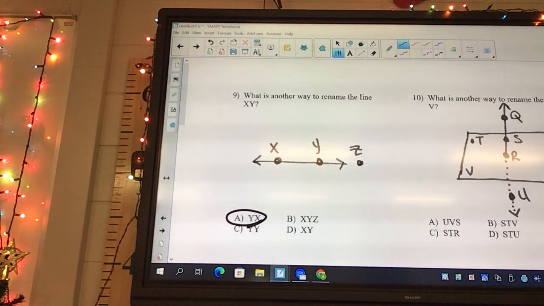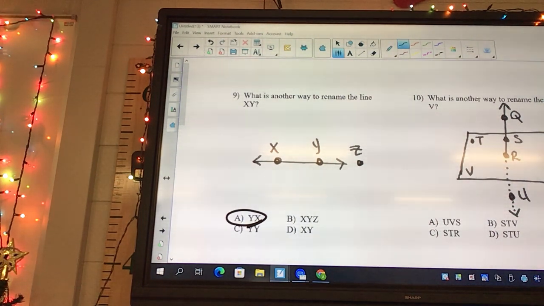STR. Because you can't use Q or U. Why can't you use Q or U? Because it's on the outside. Yeah, it's got to be in the square. Why can we not use V? Because it's just not a point. It doesn't have a point, okay? So V would have to have a dot in order for us to use it.